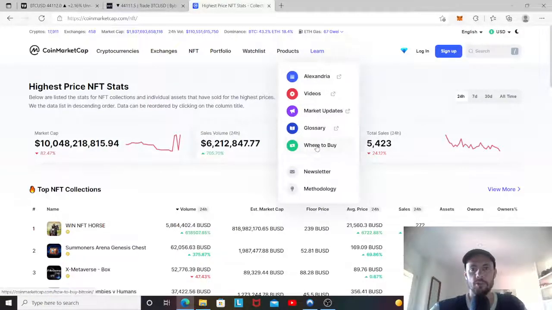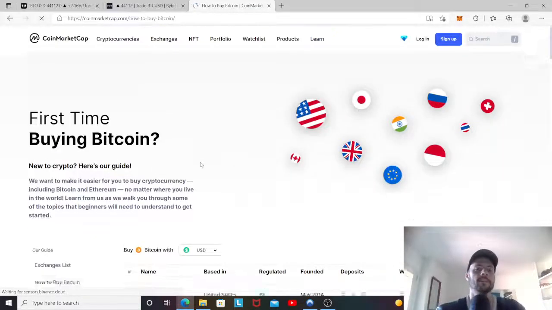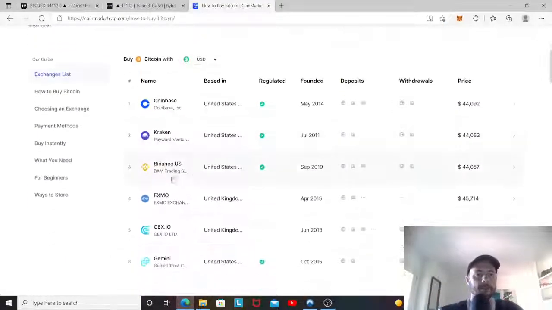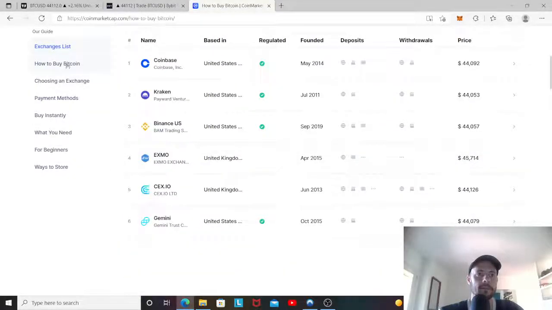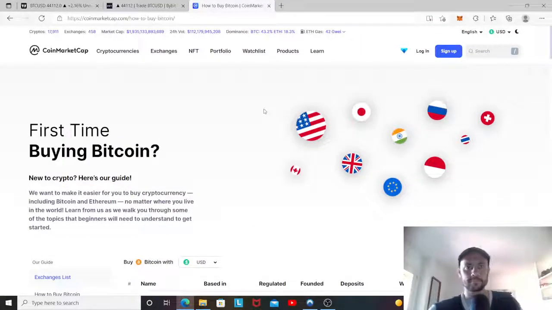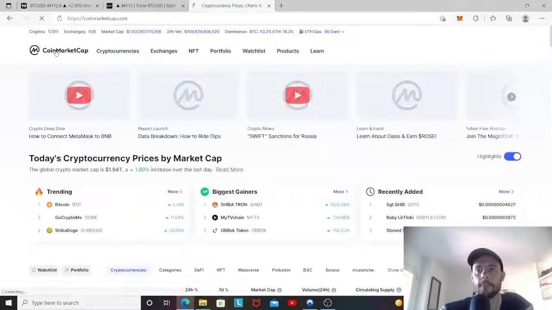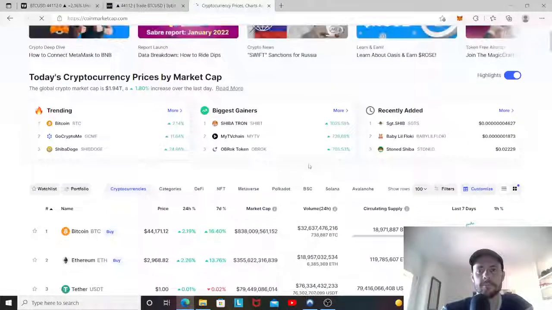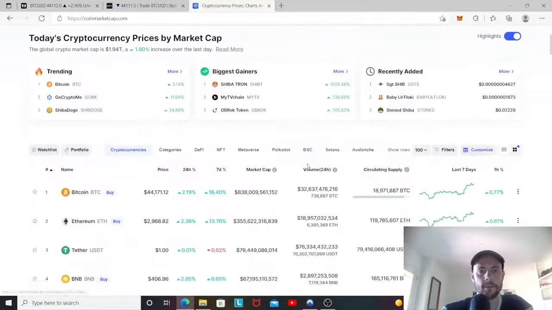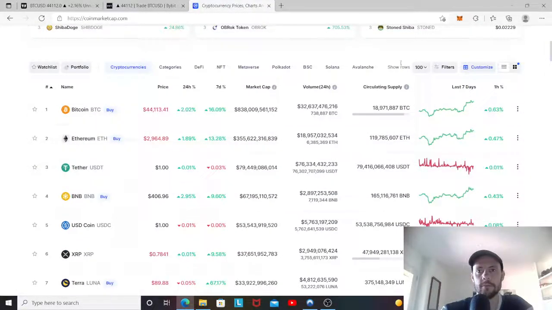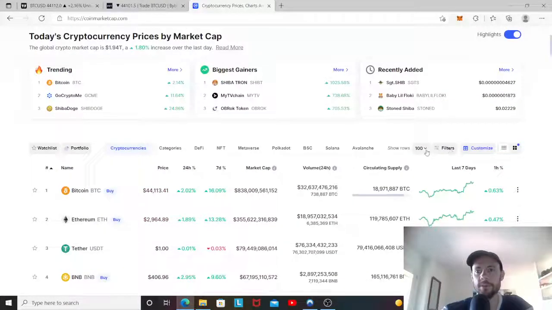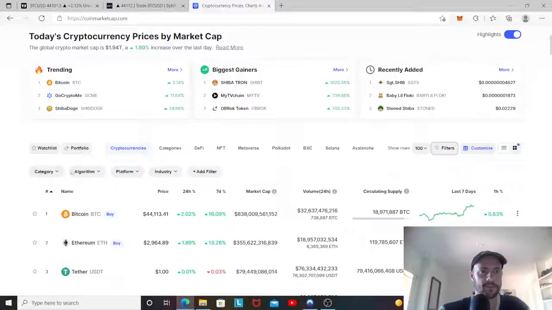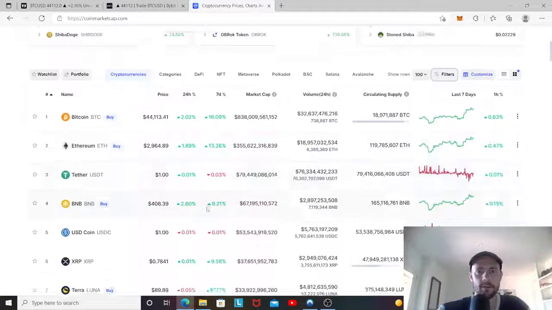And then if you're new, you can go over to where to buy, and it will basically show you different exchanges where you can buy, how to buy, everything you need to know basically. But yeah, I think that's pretty much everything. So yeah, there's some more options here. You can filter this a bit on the main page. You can click on filters. There's a bunch of different things you can filter it by.